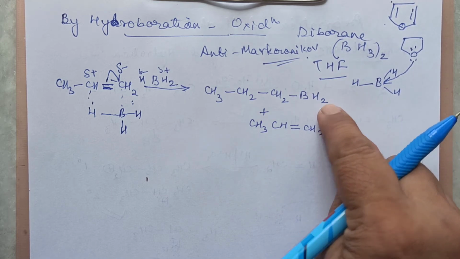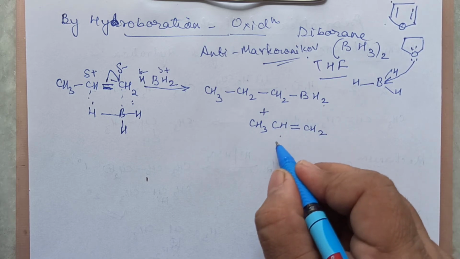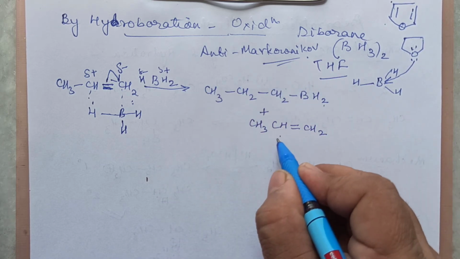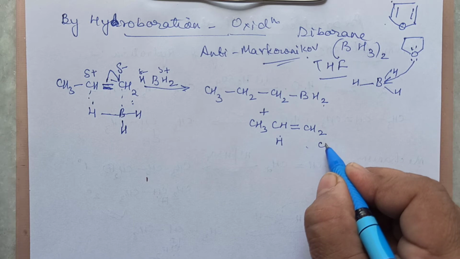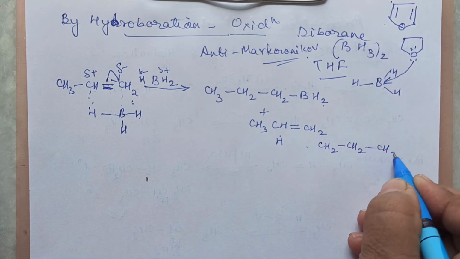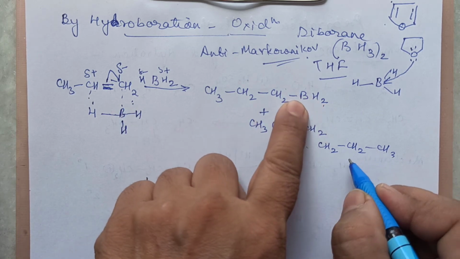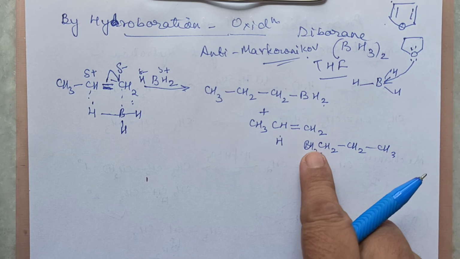Again from here H will add, and the remaining things the other side. That means this part will add on as H, and the remaining things will be added on this particular carbon atom. I will write it reversed: CH2, CH2, CH3. This I have written reversed. So this whole thing will be added on here. This is BH2. This will be added here.